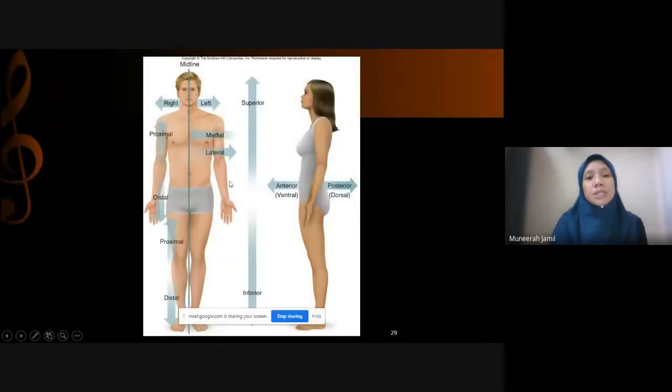Alright, so these are the positional terms. We have what we call the midline tadi. Kita ada right and left, we have proximal and distal, we have medial, which is moving forward to the midline, and lateral, the organs that are actually far away from the midline. Then superior bahagian atas, inferior bahagian bawah, proximal, distal, bahagian depan kita panggil anterior, bahagian belakang kita panggil posterior, atau nama lain dia ventral dan dorsal.